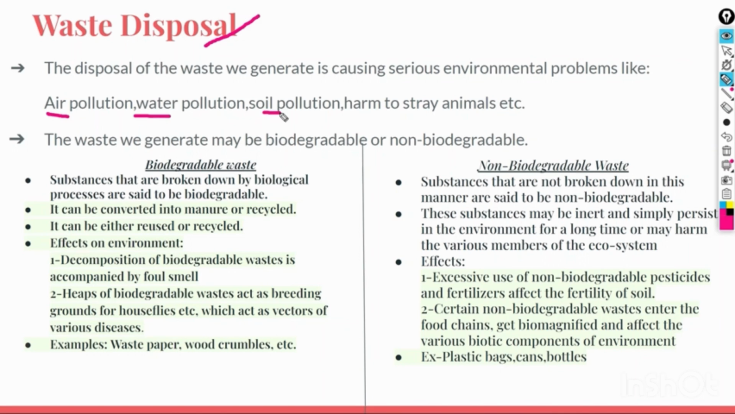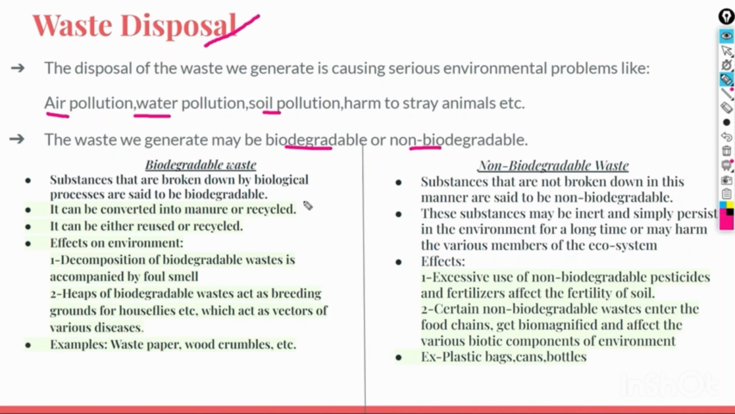And often at times we see that various plastic bags are being eaten by various stray animals, so that is causing harm to the stray animals as well. So the improper disposal of waste is also a very serious environmental problem. So waste is generally of two types. We are divided into two types: biodegradable and non-biodegradable. Here is a difference between them which covers everything.